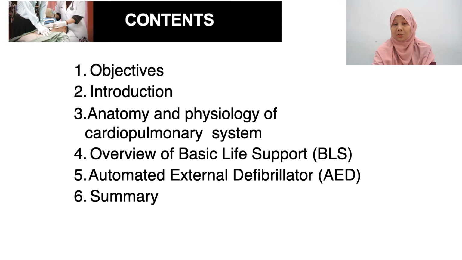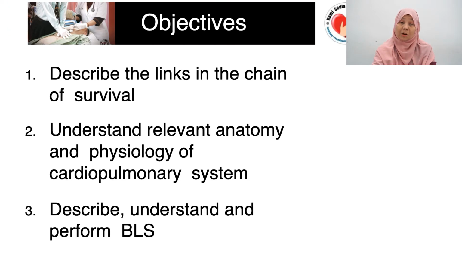Now, the contents for this lecture are the objectives, introduction, anatomy and physiology of the cardiopulmonary system, an overview of basic life support, automated external defibrillator, and at the very end of the lecture, there will be a summary. So the objectives for basic life support are: 1, to be able to describe the links in the chain of survival. 2, for healthcare workers to understand the relevance of anatomy and physiology of the cardiopulmonary system. Next, to describe, understand, and be able to perform basic life support.